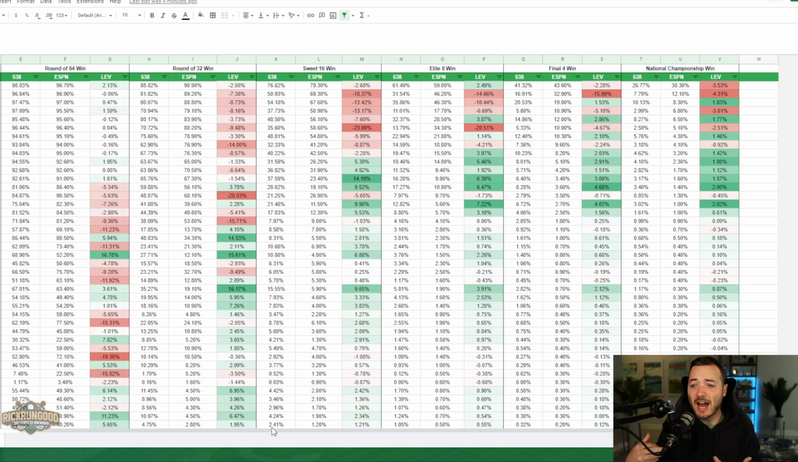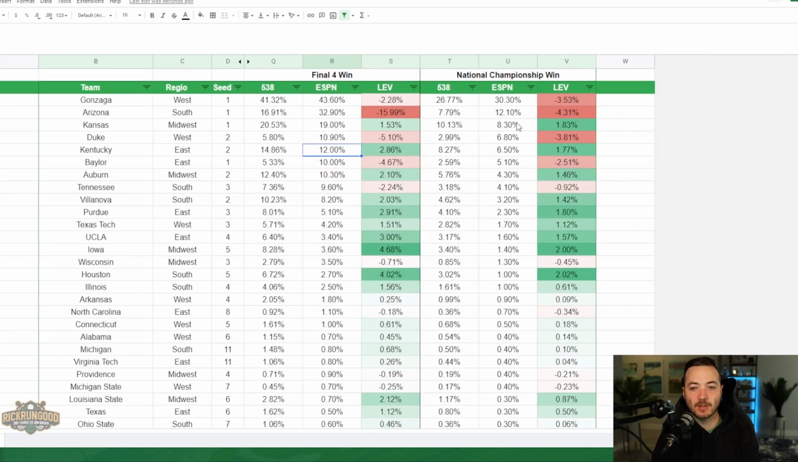So you could have, I think last year, Baylor might have been the only Final Four team that we had, but because they won it all, you get into the 94th percentile because we had such large leverage on them, not only in the national championship game, but every round leading up to it. So let's look at our national champion prospects.